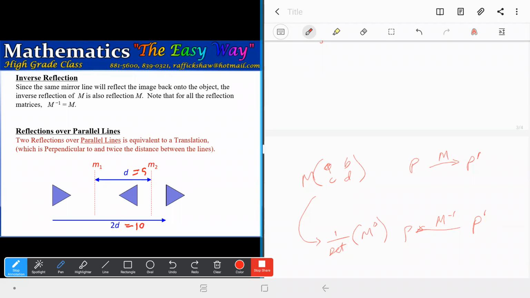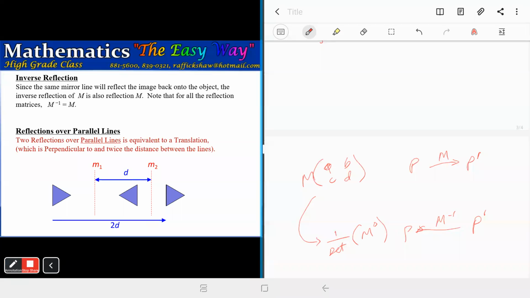So that is something you have to know. Two reflections over parallel mirror lines is equivalent to a translation perpendicular to the mirror lines. The size of the translation is twice the distance between the mirror lines. That is something that you must know. I'm going to do questions with it, but I'm not dealing with any questions yet.